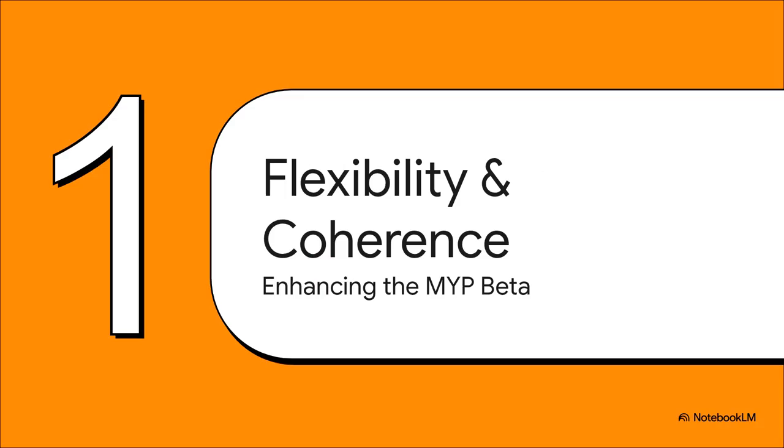So what's this whole thing called? It's the Enhancing the MYP Beta Initiative. And it's really built on two main pillars that, well, they might sound like they contradict each other at first, but they're actually deeply connected. It's all about giving teachers more flexibility in their planning while somehow creating more coherence across the entire curriculum.